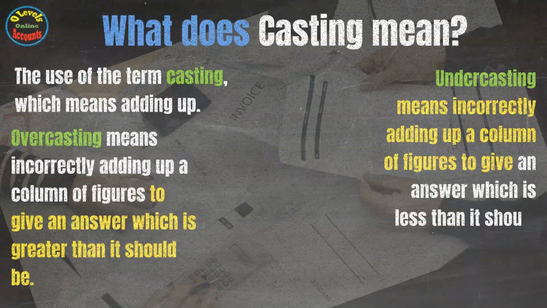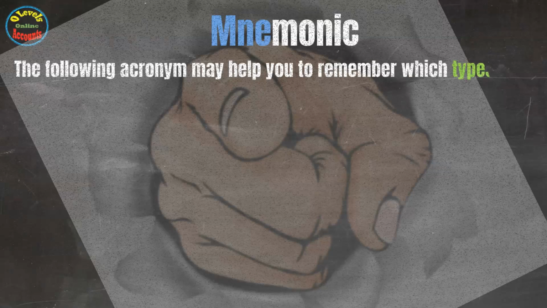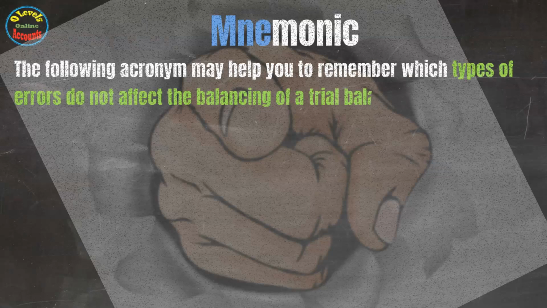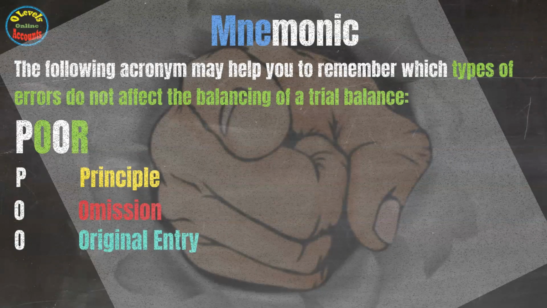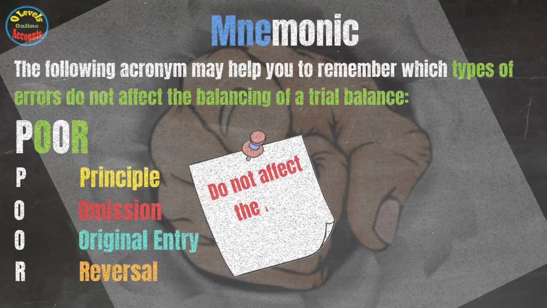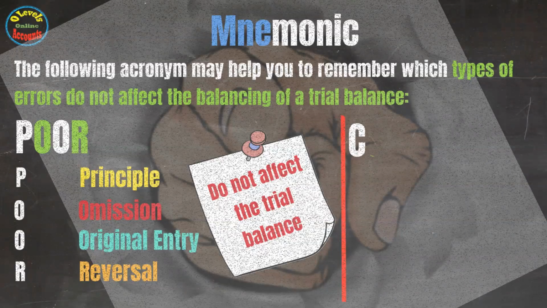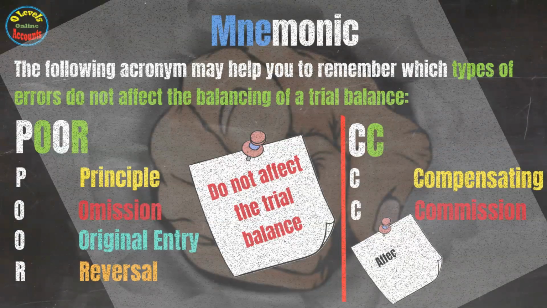Let's move to some mnemonics. The following acronyms may help you to remember which types of errors do not affect the balancing of a trial balance. The first one is POOR. P for principle, O for omission, O for original entry, R for reversal. The point to remember is that these errors do not affect the trial balance. The second acronym is CC. C for compensating, C for commission. The point to remember is that these errors affect the trial balance.